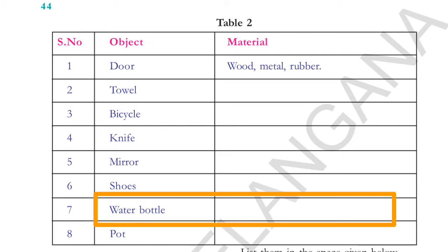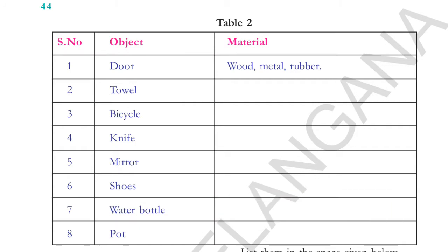Next, water bottle. Obviously, we can say most of us carry water in a bottle, right? The bottle is made up of plastic. Yes, pot you take, steel pots are there, and clay pots are also there. Clay pot is made up of clay. Clay is a material, and steel pot, it's also a material. Steel is a material, metal material, right? Clay is non-metal material, that you have to understand. Like this, you have to understand what are the materials used to make all of these objects.